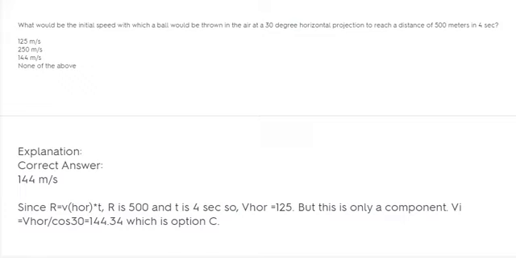Correct answer: 144 meters per second, since R equals V times t. R is 500 and t is 4 seconds, so V_hor equals 125. But this is only a component. Vi equals V_hor divided by cos 30, which equals 144.34, which is option C.